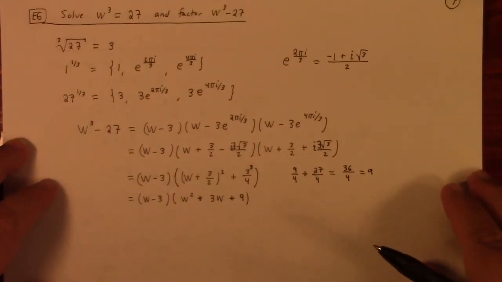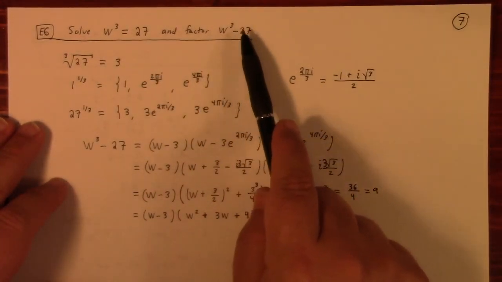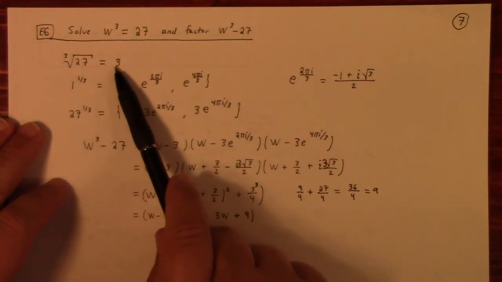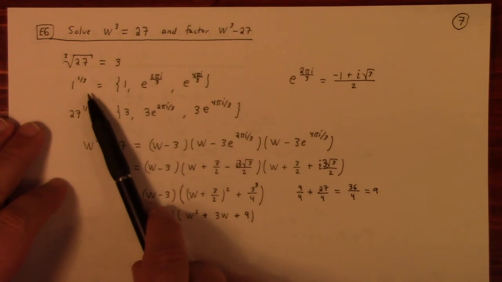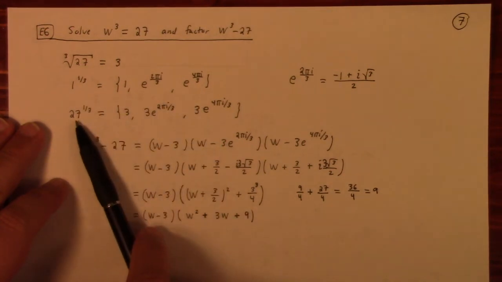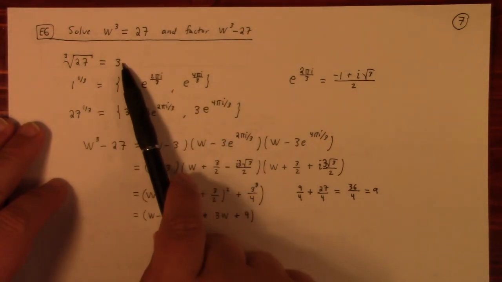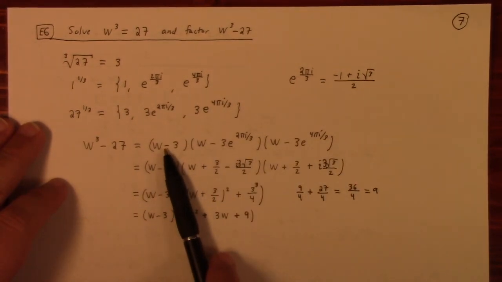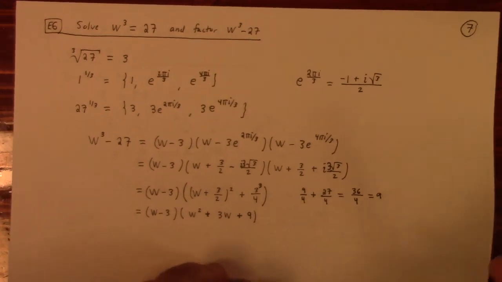Example 7: solve w cubed equal to 27, and also factor w cubed minus 27. The third root of 27 is 3. That's my principal third root, which is just ordinary pre-calculus in this case. And so this is the third roots of unity. To get the cube roots of 27, I multiply the third roots of unity by my principal third root, which gives me this, this, and this, which means I can use the factor theorem to get that, and I get that.